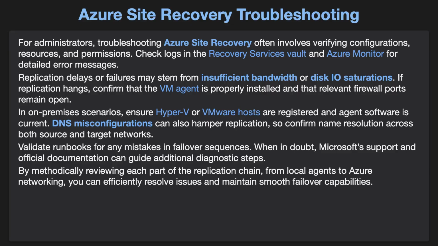Validate runbooks for any mistakes in failover sequences. When in doubt, Microsoft support and official documentation can guide additional diagnostic steps. By methodically reviewing each part of the replication chain, from local agents to Azure networking, you can efficiently resolve issues and maintain smooth failover capabilities.